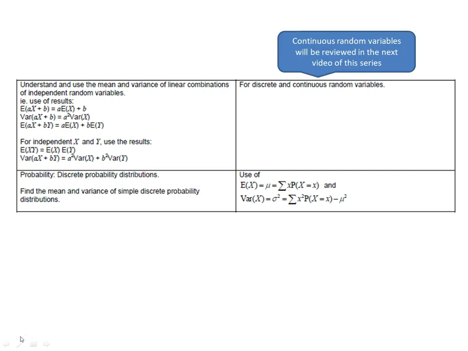We'll also be expected to be able to handle similar ideas for continuous random variables, but the work on continuous random variables will be looked at during the second video in this series.